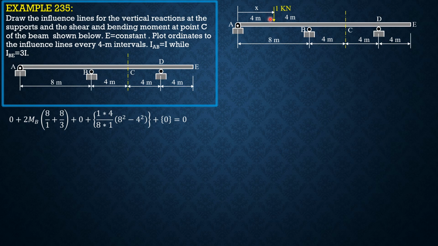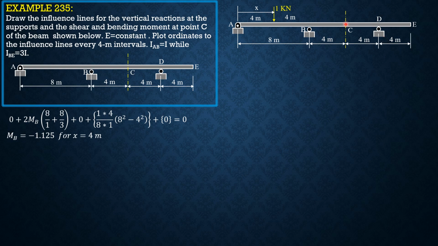is equal to 1 times 4 over 8 times moment of inertia 1 quantity L squared minus a squared, so 8 squared minus 4 squared. Then for portion BD, there is no load, so plus 0 equals 0. Simplifying and solving for MB, MB is equal to negative 1.125 for x equals 4 particularly. So take note, when x is 8, when the unit load is over B, it's only BY that is 1. Then MB will be 0. The rest of the response functions required in this problem will be 0.